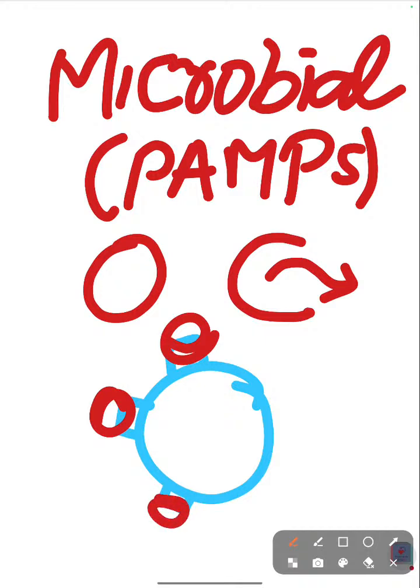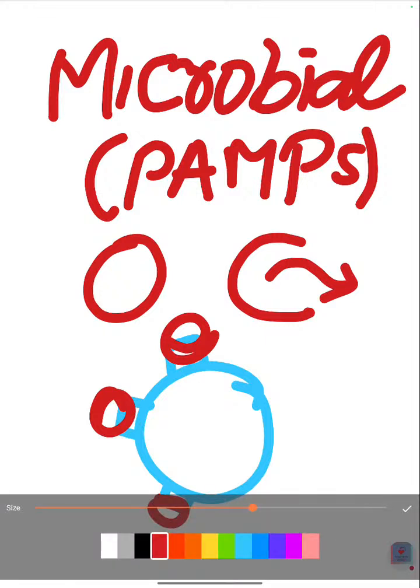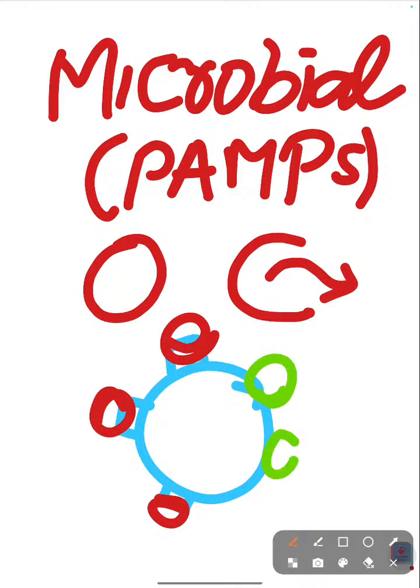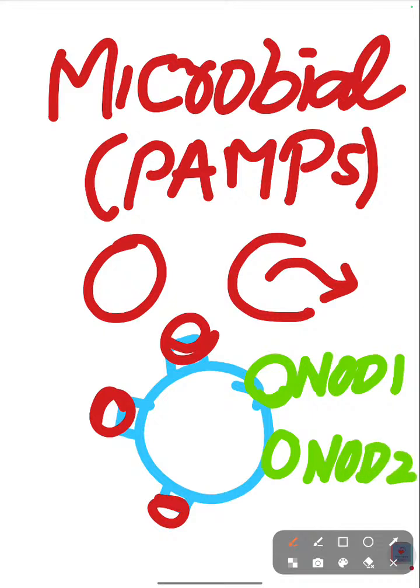Then there are G protein coupled receptors, NOD1 and NOD2, nucleotide oligomerization domain proteins, which recognize bacterial peptides. So here there is NOD1 and there is NOD2. These G protein coupled receptors, NOD1 and NOD2, what will they do? They will recognize the bacterial peptide.